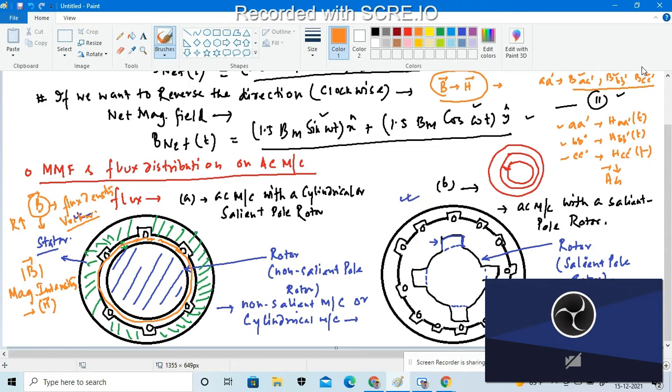So we can say that when we achieve the sinusoidal variation of the magnetomotive force, that means our discussion is on the magnetomotive force or the flux distribution of an AC machine. Our main emphasis is to achieve the sinusoidal variation of the magnetomotive force along the surface of the air gap, distributed with the turns of a winding that will produce the magnetomotive force.